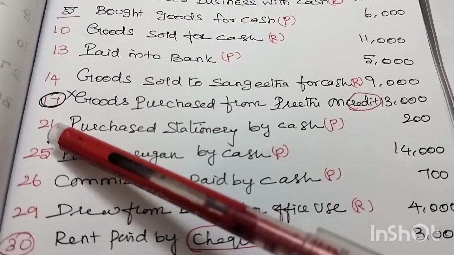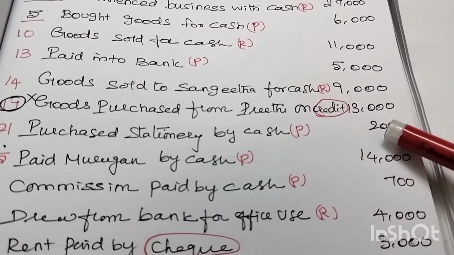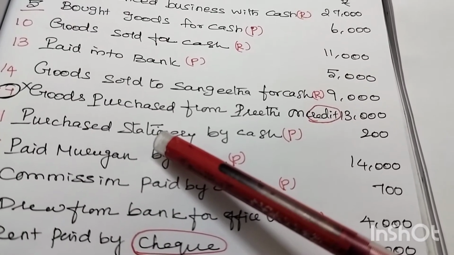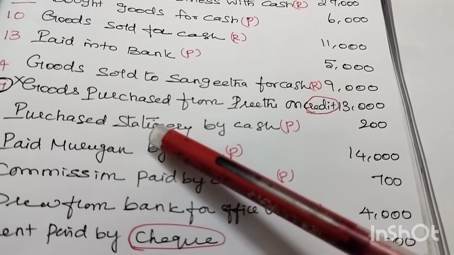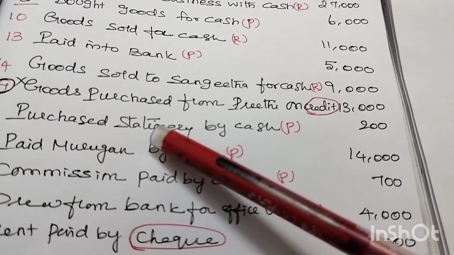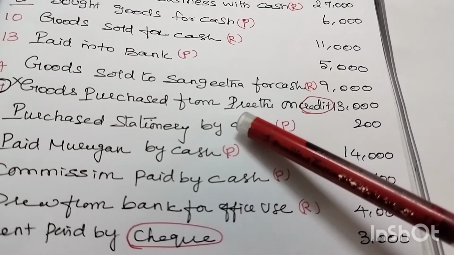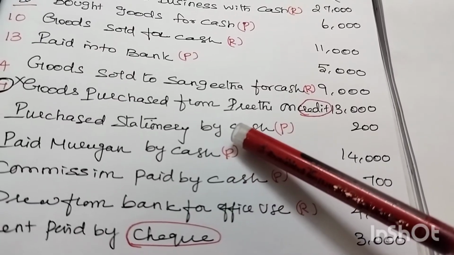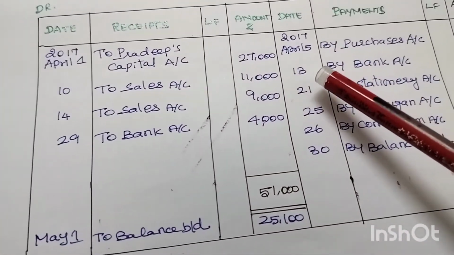Let's see another transaction: the 21st, purchased stationery by cash rupees 200. What is the journal entry? Purchased stationery means an expense, and all expenses will be debited, so the entry is purchases account debit to cash account. Cash account is on the credit side, so you go to the credit side, which means payment.